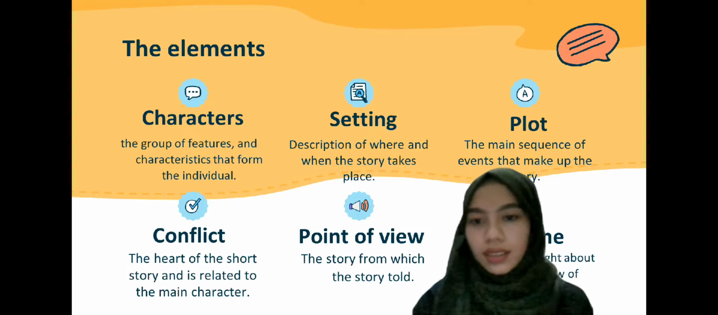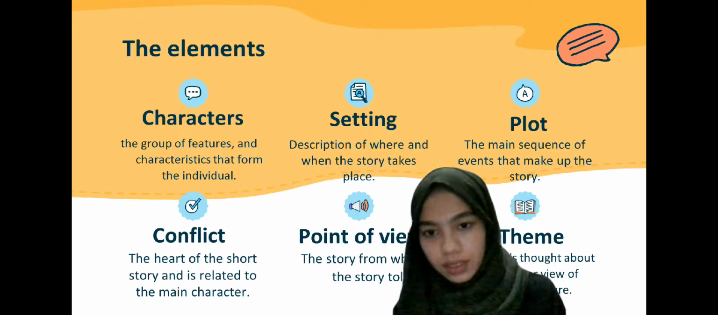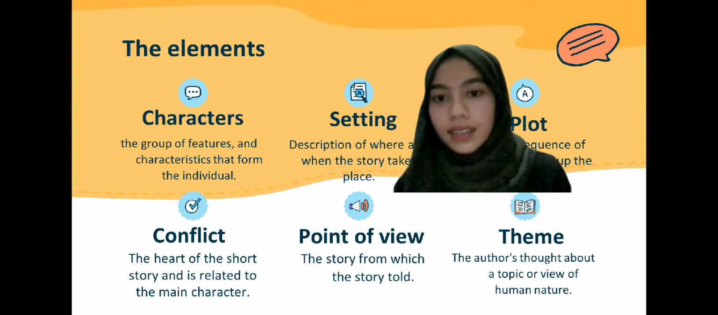And next is theme. This is the last, I guess. The last is theme.